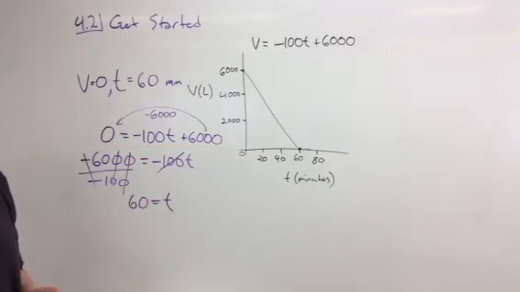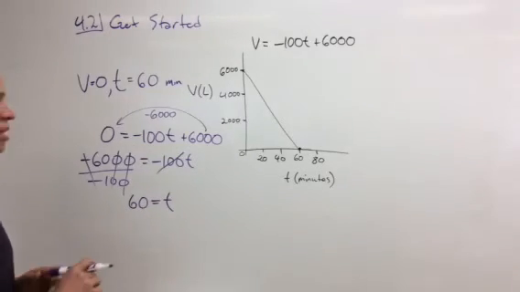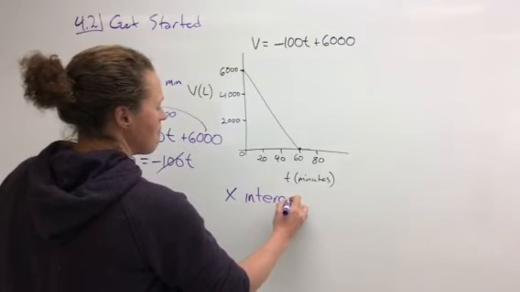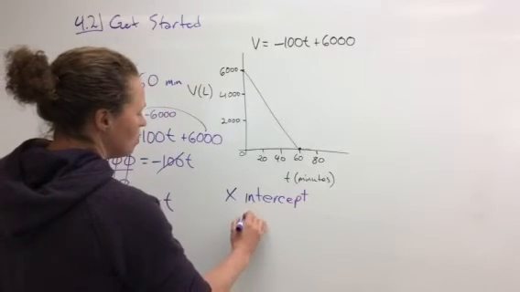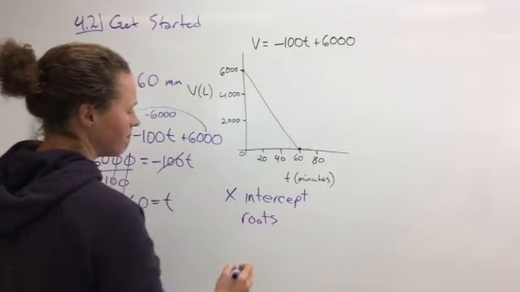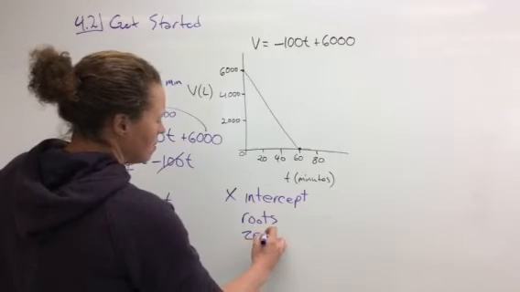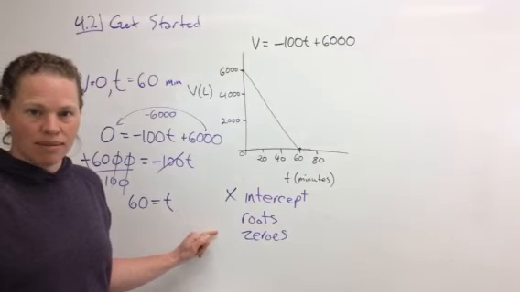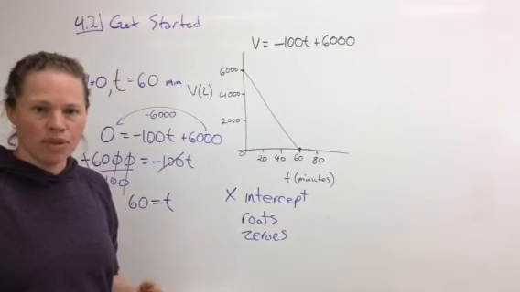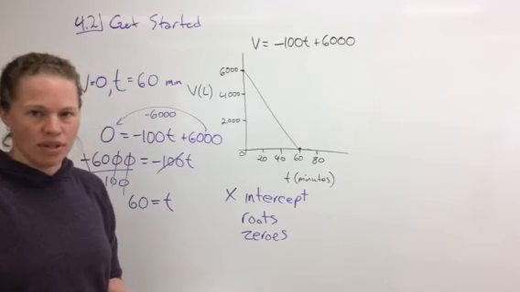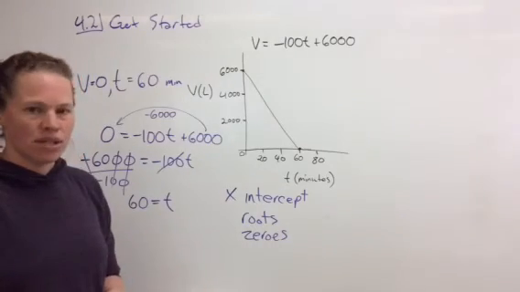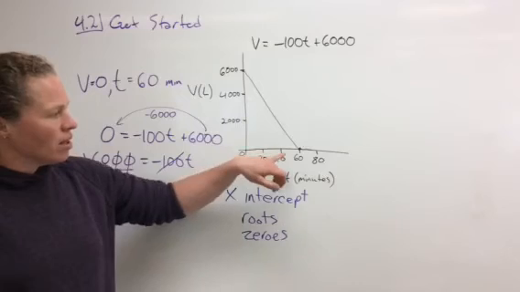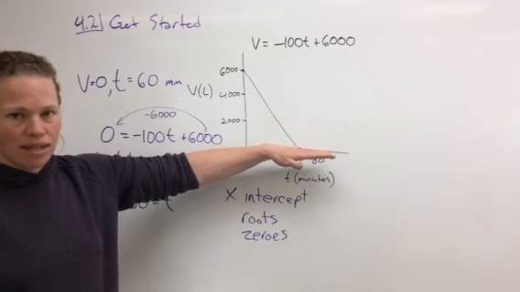x-intercept is. Now your book likes to use x-intercept, roots, and zeros. These are the same things. When they're asking you for the roots of an equation, when they're asking you for the zeros, or for the x-intercept, we're talking about the same thing, where the line hits the x-axis.